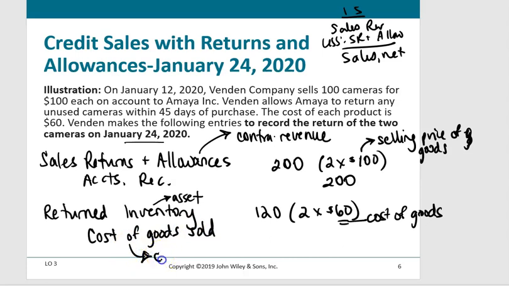So just note that a credit to cost of goods sold reduces expenses. And of course, if we're reducing expenses, what we're doing is increasing income with this portion of the entry. Because if those cameras were returned, we don't have that expense related to 2 of them.